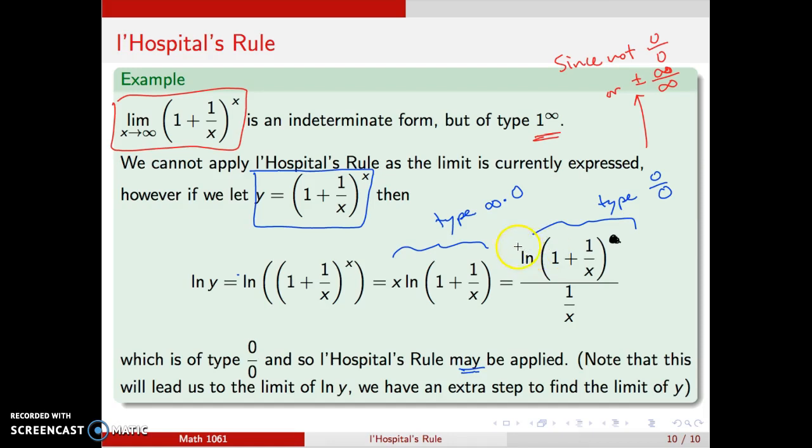One thing to be careful with, we look at the limit as x goes to infinity of this, and we found the limit of natural log y, so we have to do one extra step to find the limit of y. FYI, the limit is e, the number e, 2.7 and so on. So that's kind of interesting. The original limit. This limit is going to be 1, and that original limit is going to be e then.